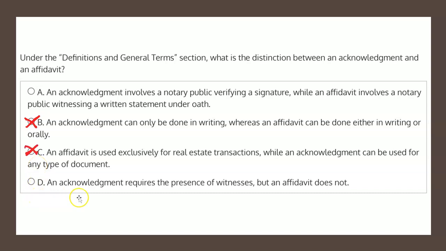And finally, choice D states, an acknowledgement requires the presence of witnesses, but an affidavit does not. Once again, this is not what the distinction is as stated in the law that I read from before, and therefore choice D is not the correct solution either.